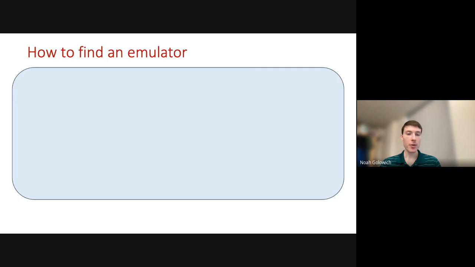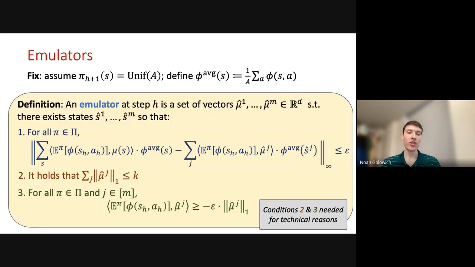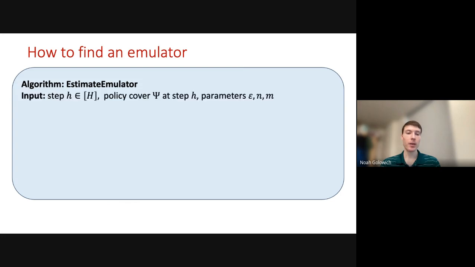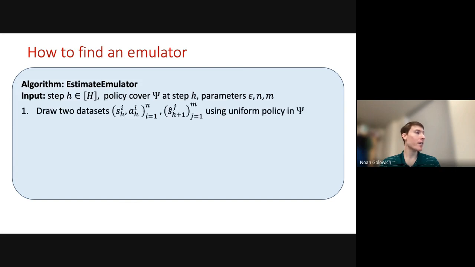Okay, so the last remaining piece is how do we actually find such a set of feature vectors mu hat j? The way we'll do this is to solve a convex program. The procedure for doing this, which we call estimate emulator, takes as input a step h, a policy cover psi at step h, and parameters epsilon, n and m. It then draws data sets consisting of state-action pairs at step h and also states at step h plus 1, using a uniform policy in the policy cover psi.